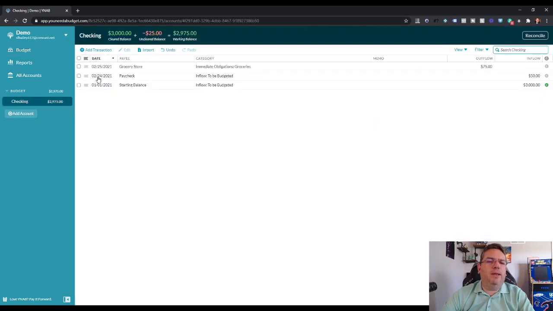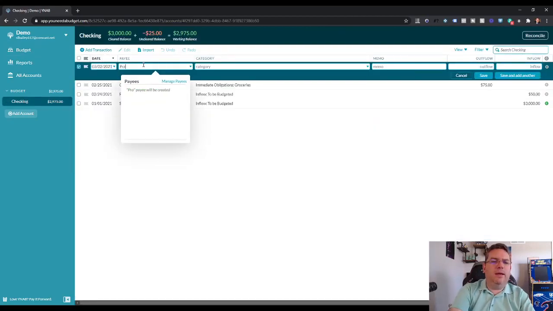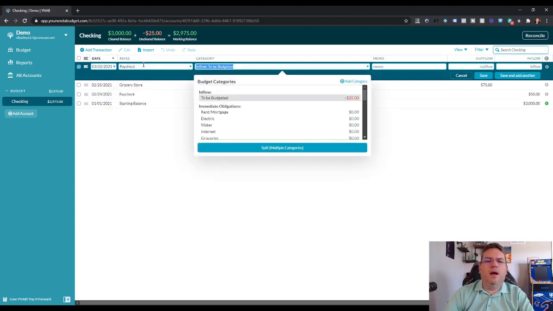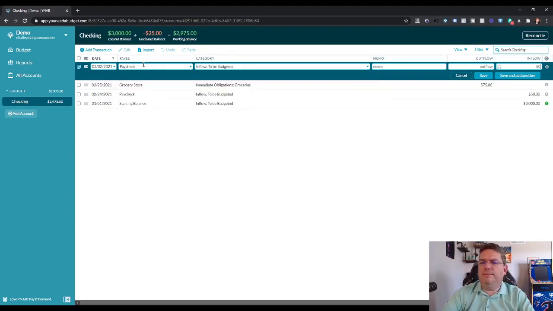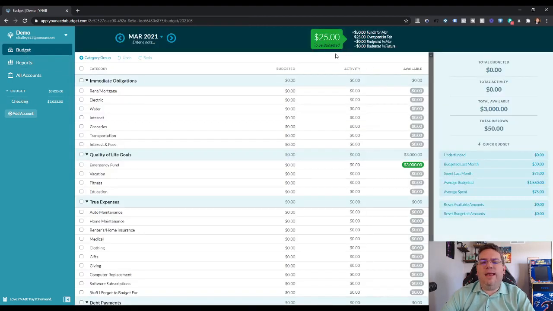So now I'm going to come into March and I'm going to record a paycheck of $50 again. And you'll notice that even though I recorded a paycheck of $50, I only have $25 to be budgeted because YNAB has plugged this hole with future money. So that is officially how it works, and it's easy to see the way I had it figured.